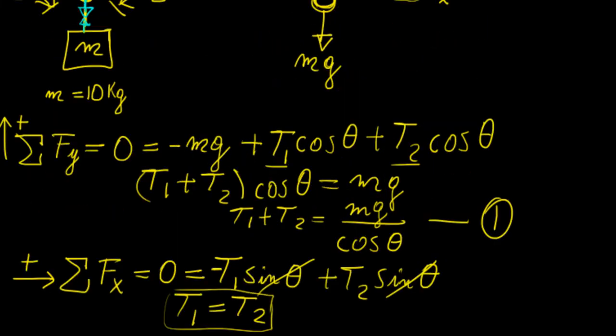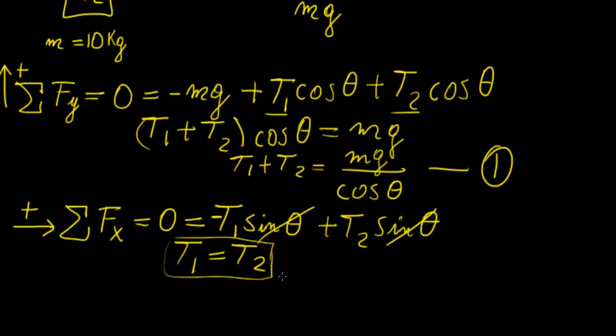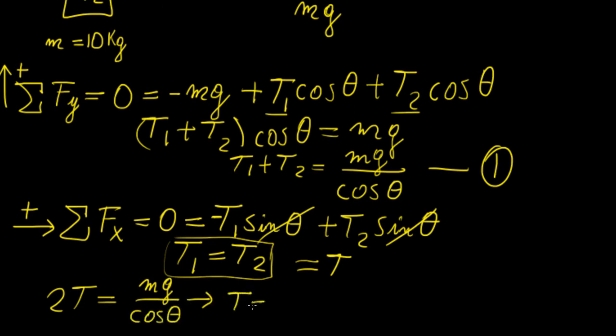So in the end, if we plug this back into the first equation, we're going to get the following. Let's say that T1 equals T2 equals the total tension along one wire, so that means that 2T equals mg over cosine theta, or simply T equals mg over 2 cosine of theta.